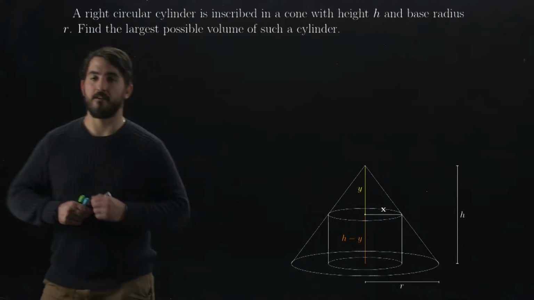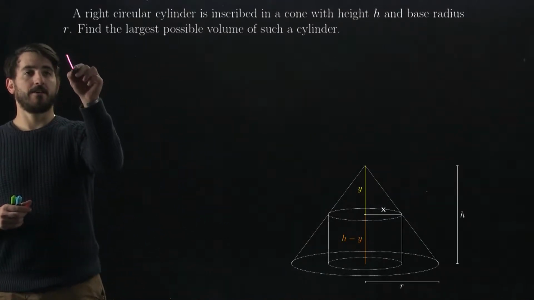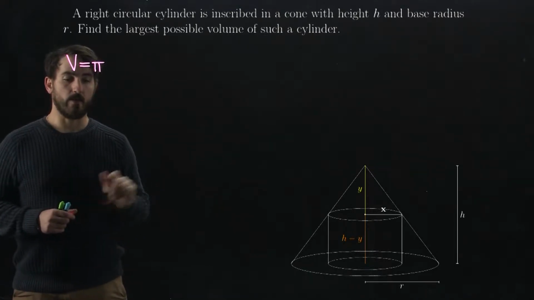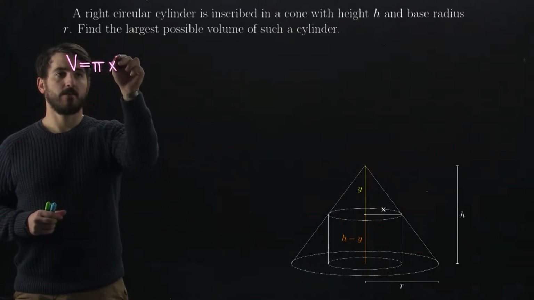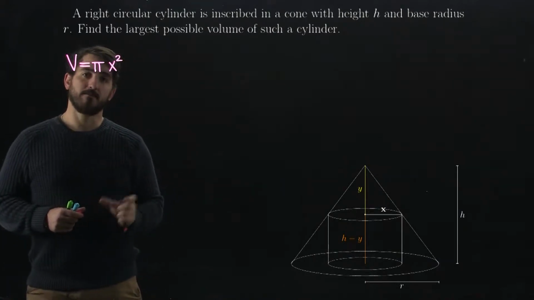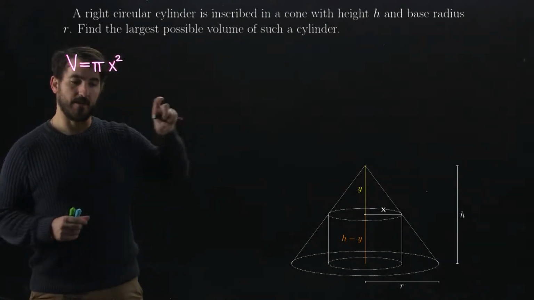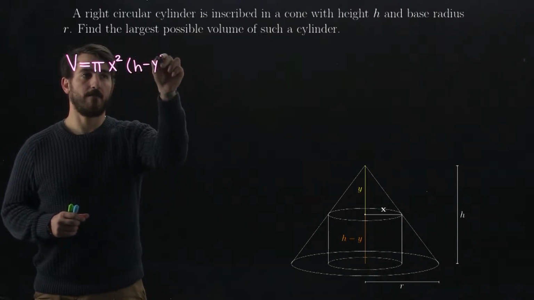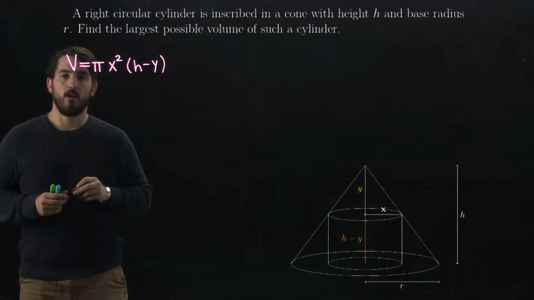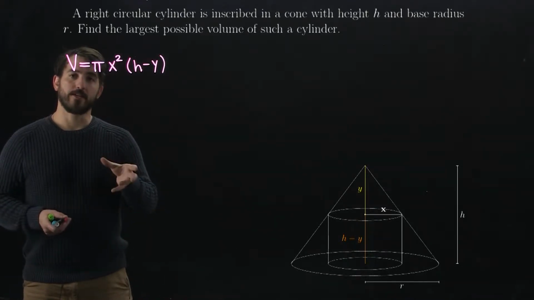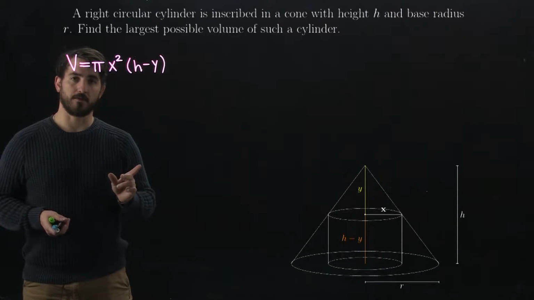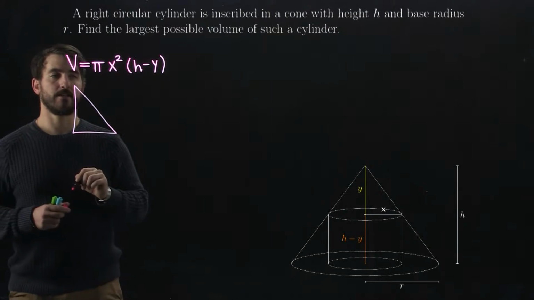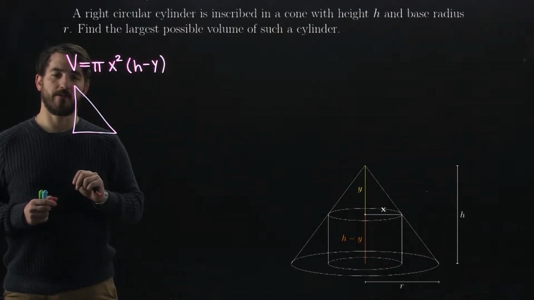Now, the formula for the volume of a cylinder is equal to pi times the radius squared, which is x in this case, so that's x squared, times the height of this cylinder, which is going to be h minus y. Now, we want to optimize this equation, but it's in terms of two variables. So we use the idea of similar triangles to write the volume equation in terms of one variable.